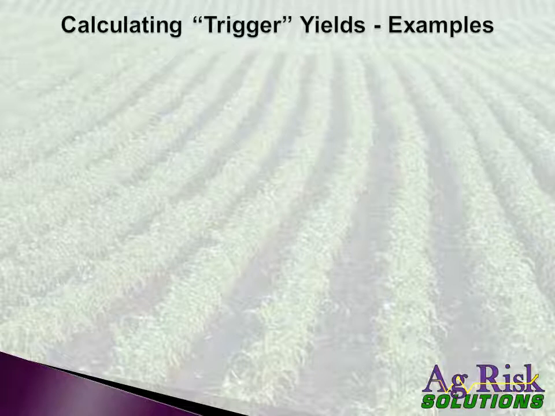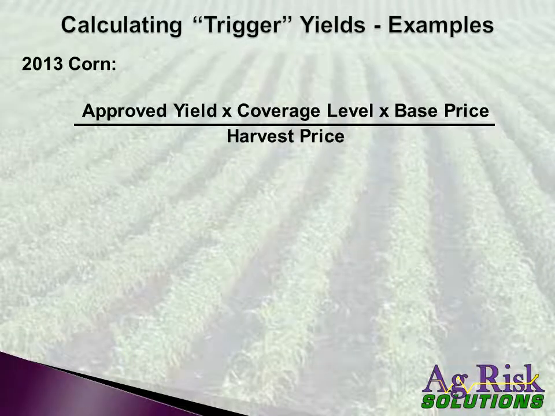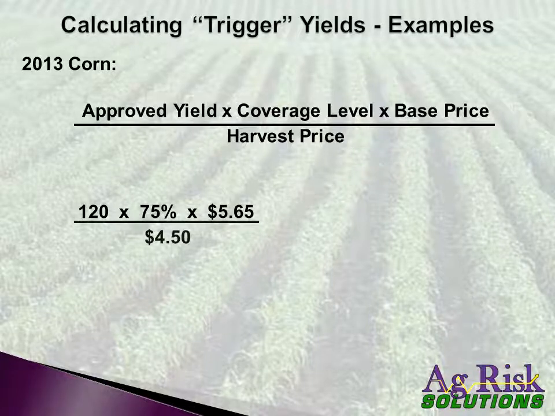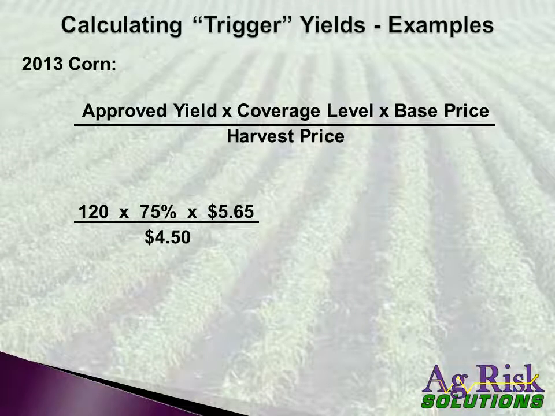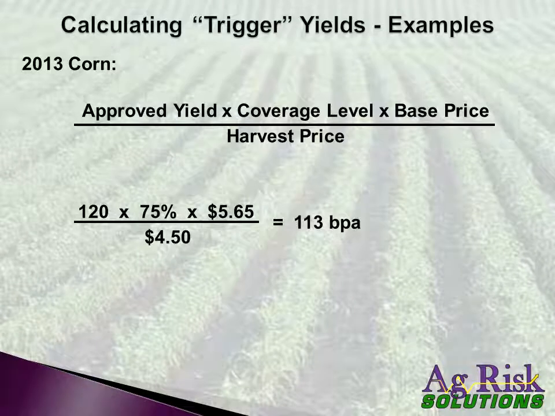Look at a couple of examples of how you may do that. So an example for 2013 corn, again, approved yield times coverage level times base price divided by the harvest price. So if your approved yield is 120 and your coverage level is 75%, we know our base price is $5.65. Let's say that our harvest price does come in at $4.50. Our trigger yield then is 113 bushel per acre. So what that means, if that scenario plays out, is that if this unit yields at or below 113 bushel per acre, you could be looking at a claim.